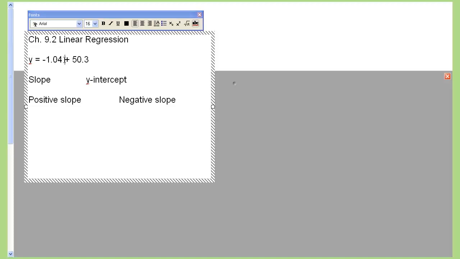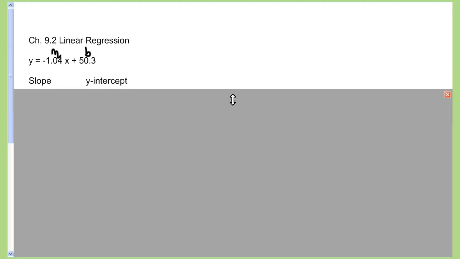This is chapter 9.2, Linear Regression. What I want you to realize is that when you're given this problem, and I actually should have an x in here with that negative 1.04, this is your slope. So this is going to be m, and this is a formula you may recognize, y equals mx plus b, and b is your y-intercept.